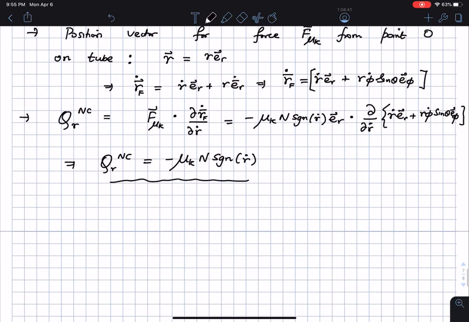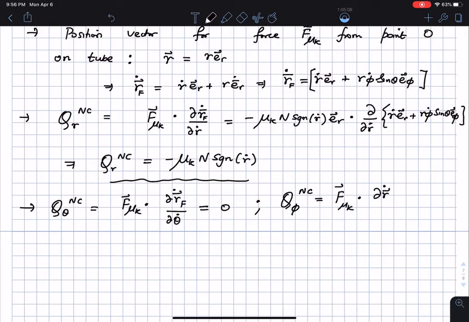Then likewise Q theta NC is going to be F mu k dotted with, and I'm going to skip some of these steps. These are velocity dependent forces, which is why we are doing the dR dot. This is going to be d theta dot, which will end up being 0. Likewise Q phi NC is going to be F mu k dotted with dR dot of F by d phi dot is equal to 0.